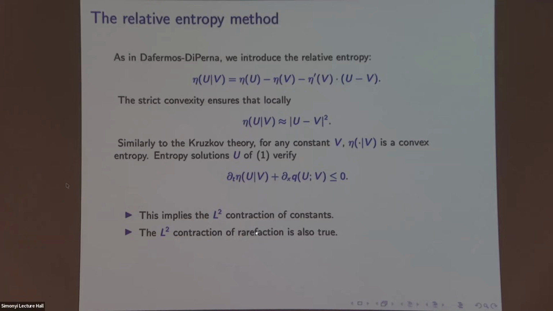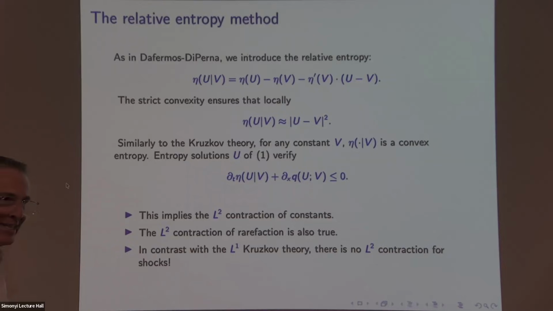Contraction for rarefaction: not for any system, that's weird, but it turns out that we are happy for Euler, the rarefactions are contractive. So it's all about shock. It's all about shock. And you don't have a contraction for shocks. That's why people stopped working on the L2 since the 90s. So there is a problem with shock. But a problem doesn't mean that everything is dead. So let me show you the problem.